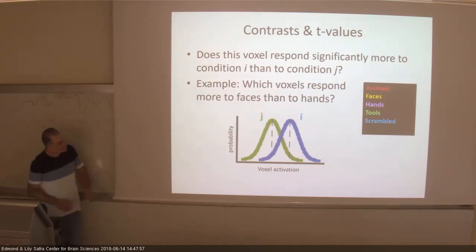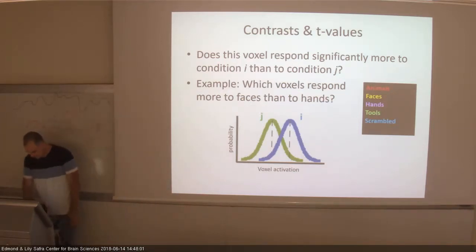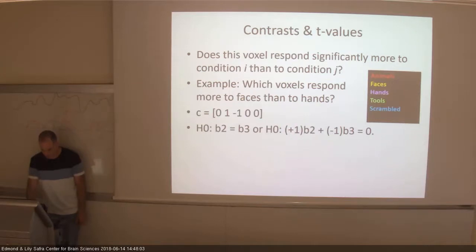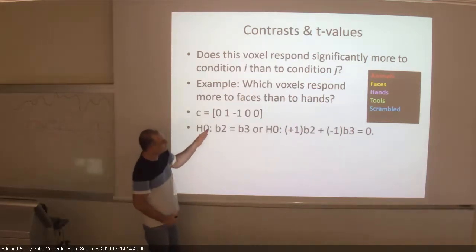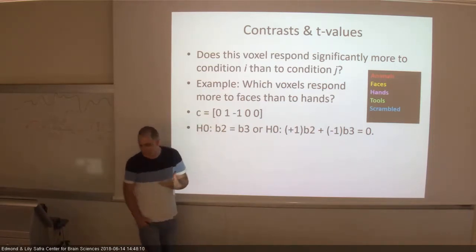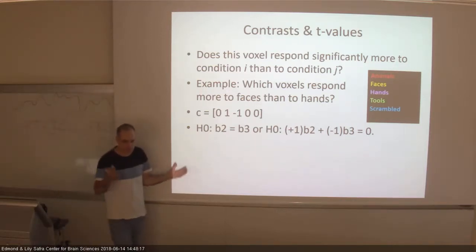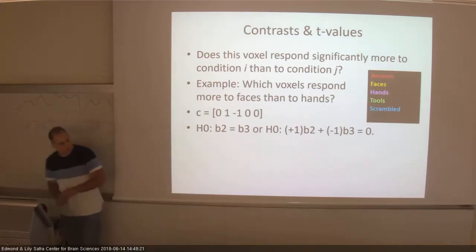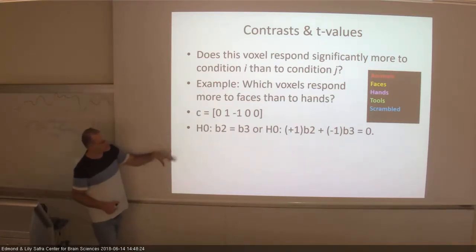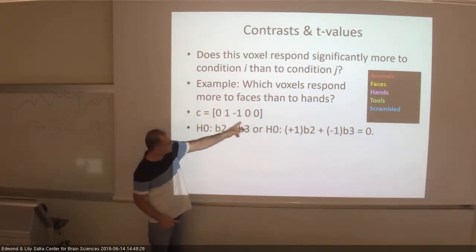For example, if you want to see which voxels in the brain respond more to faces than to hands, what you always do, but this is the usual notation, is build some contrast to be multiplied with your beta matrix. So you have one big matrix of betas; for each voxel, for each condition, you have a beta. Now we're talking within one voxel. Let's say the second condition is faces, the third one is hands.